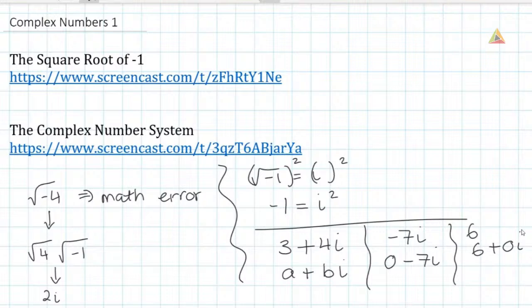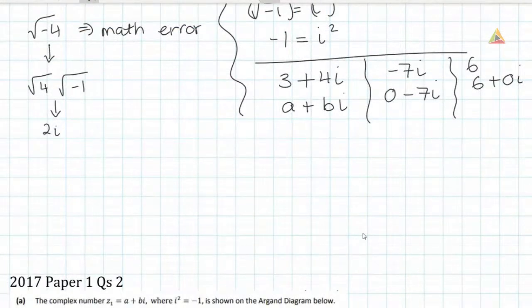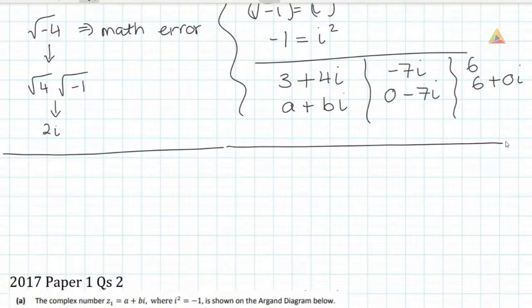So when I want to perform actions on complex numbers, if I want to add them, I'm going to add real with real and imaginary with imaginary. And if I want to subtract them, it's the same. Real from real and imaginary from imaginary, we're going to put like with like. If I want to multiply them, we're going to see that that's going to be a little bit different. And then in next week's lesson, we're going to look at how we divide complex numbers.